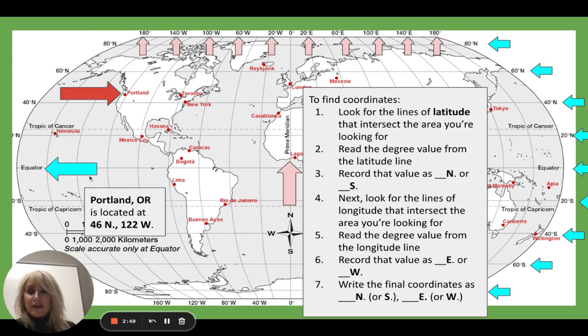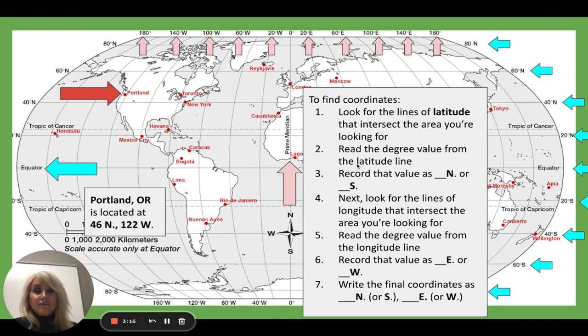So if I'm trying to find the latitude of Portland, I start at the equator, and then I just count. So that's 20 degrees north, that's 40 degrees north. Here's 60 degrees north. So I'd say Portland is about 45, 46 degrees north. So the latitude of Portland, I would record as 46 north.